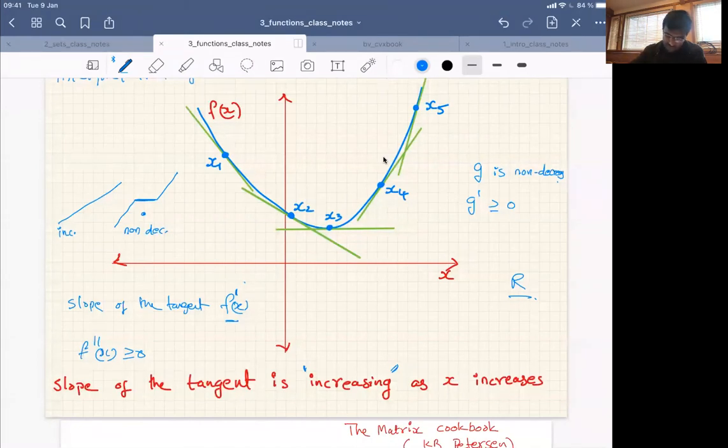No, tangent is this line, right? Yes, the slope is the derivative. For example, at x4, the slope will be the derivative evaluated at x4. So that's why I'm saying f dash x. Now you are taking again a derivative, and then that is greater than 0. That means this is an increasing function. That's what I'm saying.